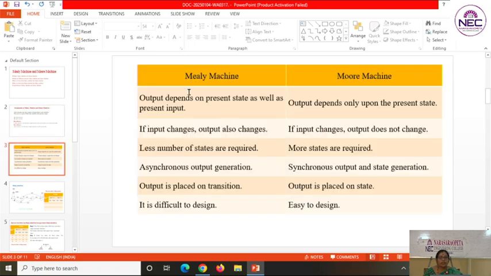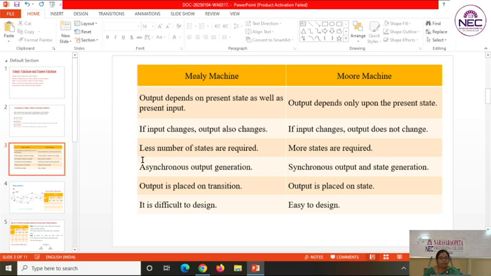Difference between the Mealy machine and the Moore machine. In a Mealy machine, the output depends on the present state as well as the present input. In a Moore machine, the output depends only upon the present state. In a Mealy machine, if the input changes, the output also changes. In a Moore machine, if the input changes, the output does not change, because the output only depends upon the present state.